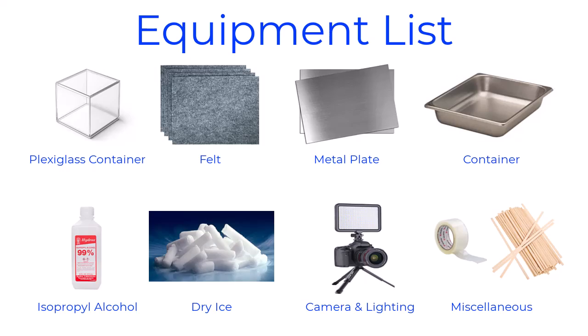When constructing our setup, we have used a plexiglass container, felts, a black metal plate, and a dry ice container. During our experiments, we use isopropyl alcohol for our alcohol vapor and use dry ice to cool down our metal plate. And we use a camera and a lighting source to document our experiments.